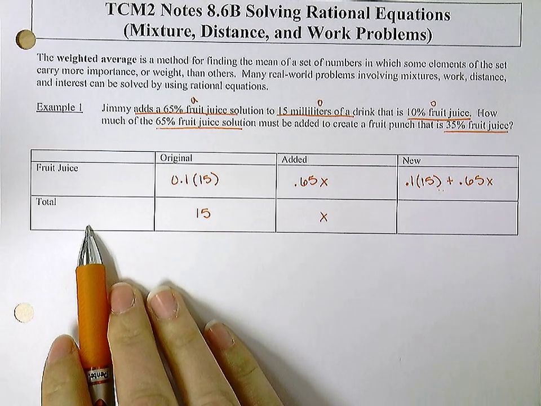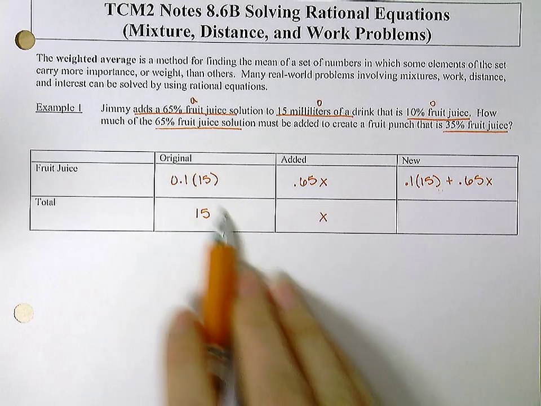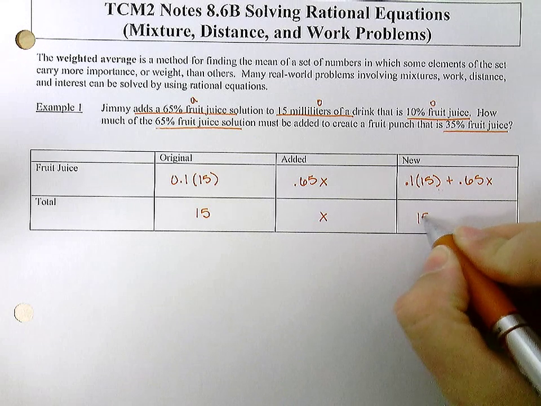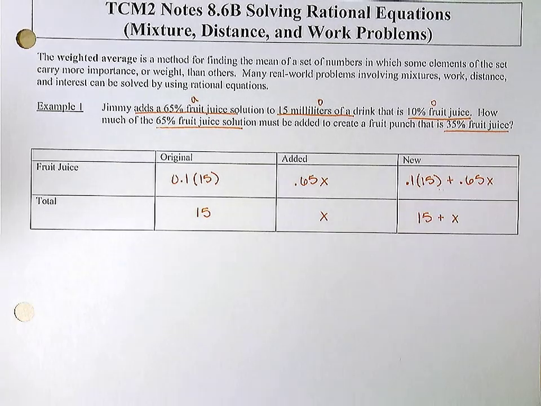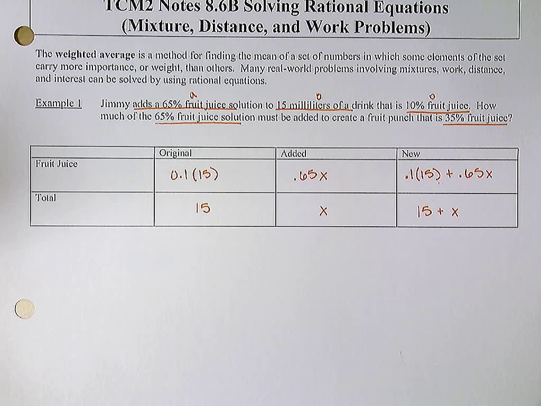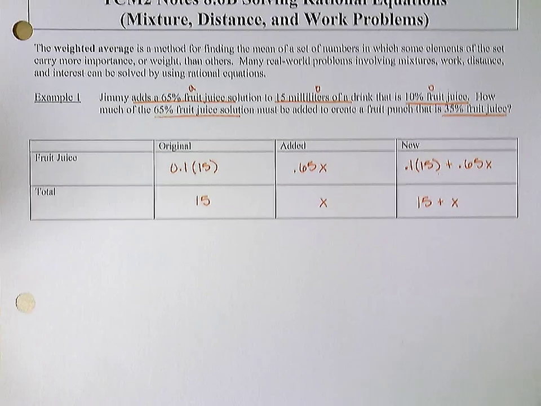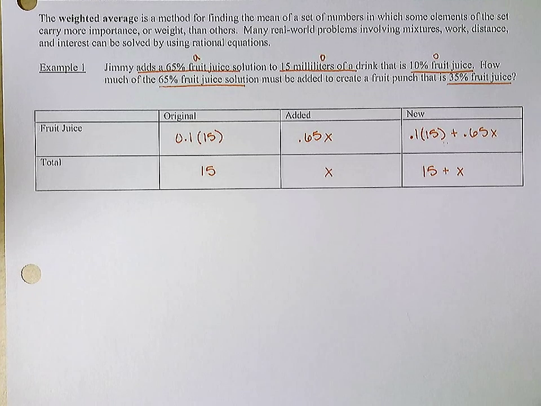Same thing with your total. I have to take my original milliliters, add in the new milliliters. Is that the answer? No. You're setting up a rational equation. This is to help you figure out what goes in the numerator and denominator of that rational equation.